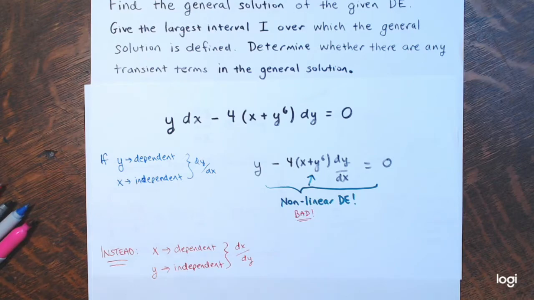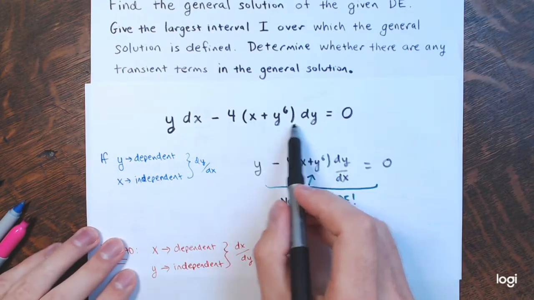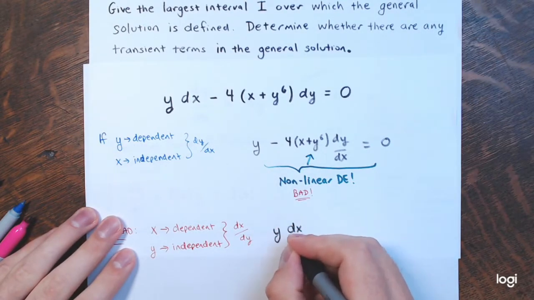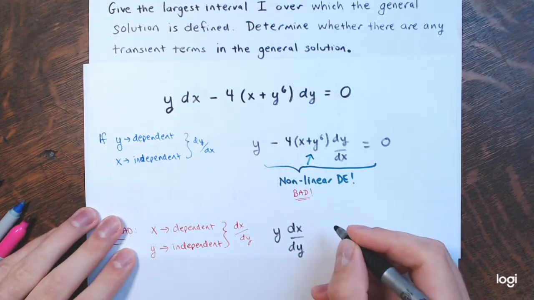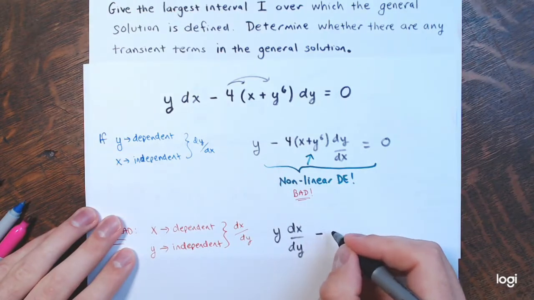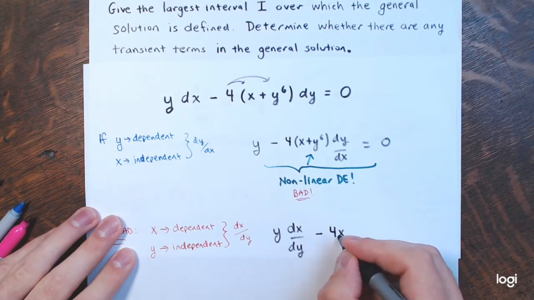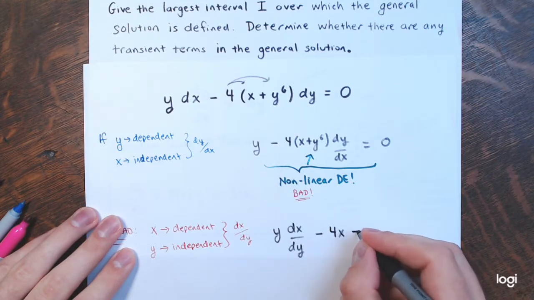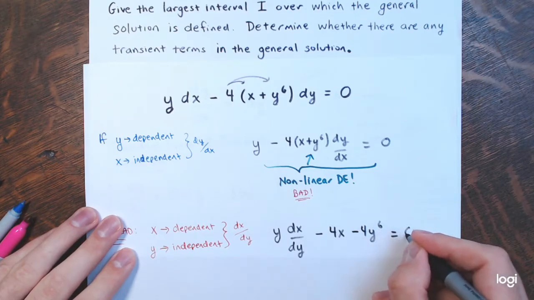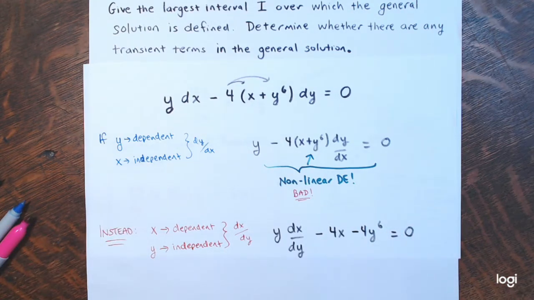All right, so let's see what happens when I do that. In order to get that, I need to divide through by dy. So we would have y times dx/dy. Then what I'm going to do here is distribute this -4. So we'd have minus 4x, and then minus 4y to the sixth, and I divided by dy, equals 0. And now hopefully you see that this is a linear equation in x.